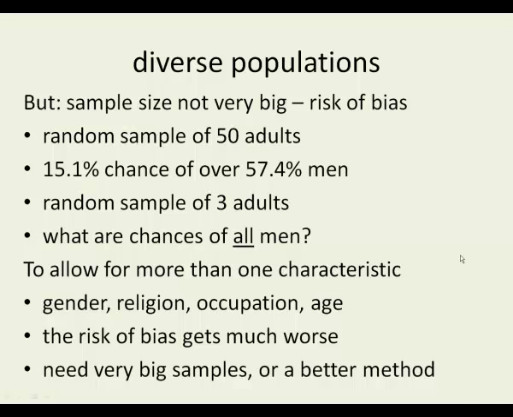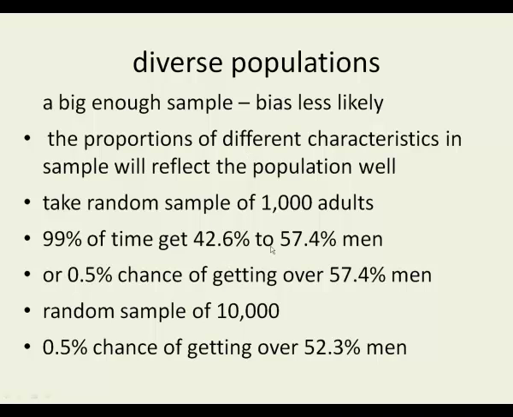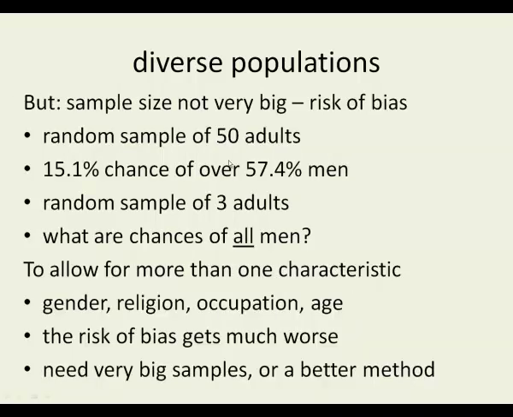But let's say you can't afford to take that bigger sample. Let's say you only sample 50 adults. We can show that for this corresponding figure of 57.4, if you only sample 50 adults, you've got a 15% chance of getting over 57.4%. So a pretty good chance of getting quite a lot more men than women.